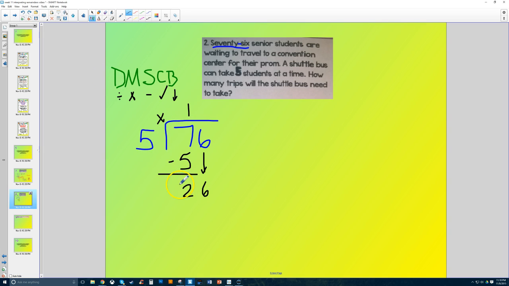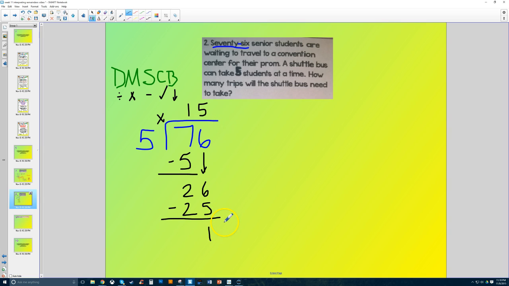And now I'm going to go back to the D step. So I'm going to ask myself, how many 5s can go into 26? Or how many groups of 5 can I make out of 26? And that is 5. 5 times 5, which is the M step, is 25. I'm on the S step, so I'm going to subtract 26 minus 25, which is 1. 1 is less than 5, so I can move on to the bring down.